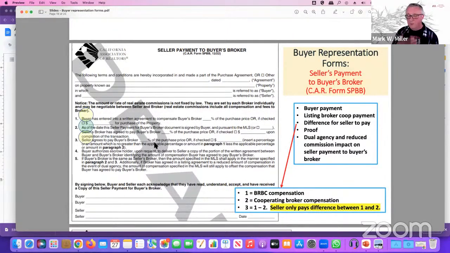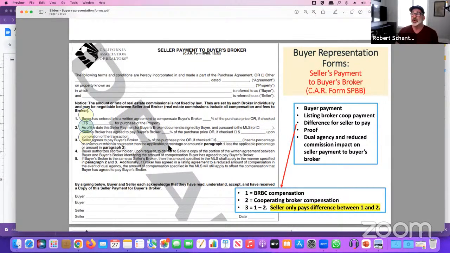Now, what the seller does with the listing agent in terms of the compensation that they've already worked out in the listing agreement, that's up to them. That has nothing to do with this. This is a buyer's agent request to the seller to pay for a shortfall in commission between what the buyer has with the buyer's agent in a buyer broker agreement and what's in the MLS. Does that make sense to everybody? Because a lot of people are very confused on this.